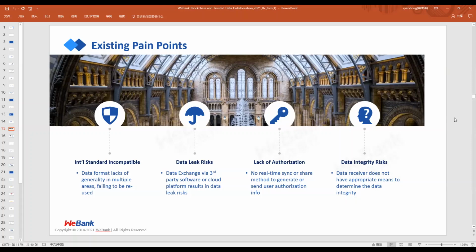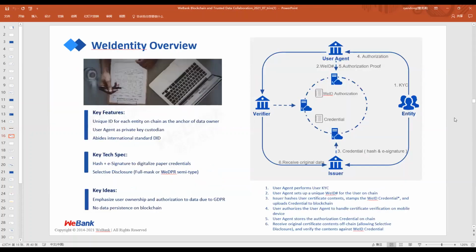And the next thing is about the data leakage risk, and other things like the lack of authentication, and also the data integrity risk. This is the same concern when we want to exchange data, and we need a solution to help us address this kind of concern. So that's why we have the V-identity. V-identity looks like an identity, but it's more like an e-passport. I guess this may be easy to understand.